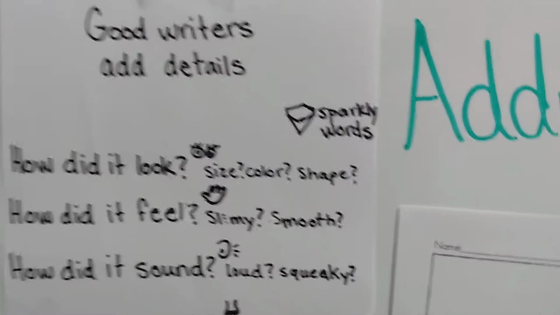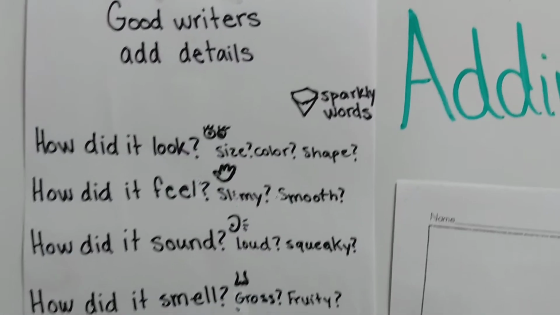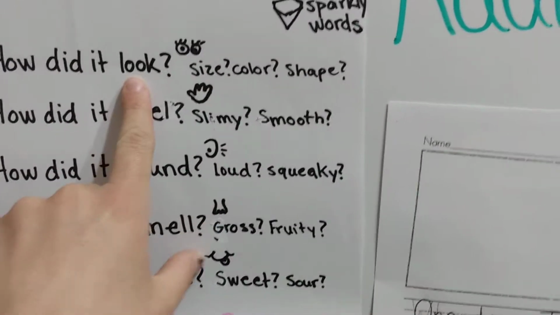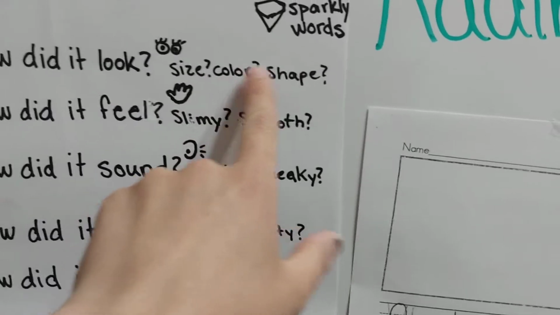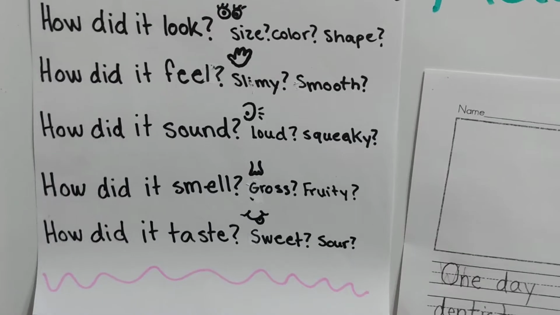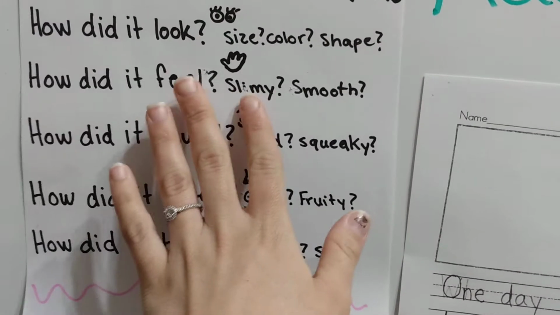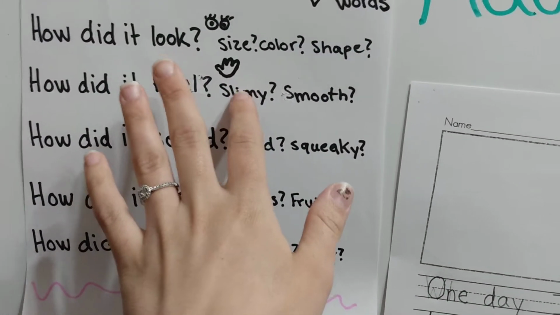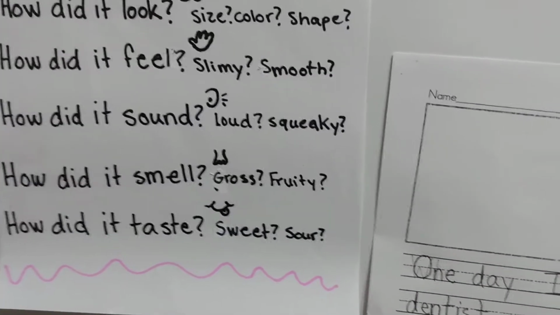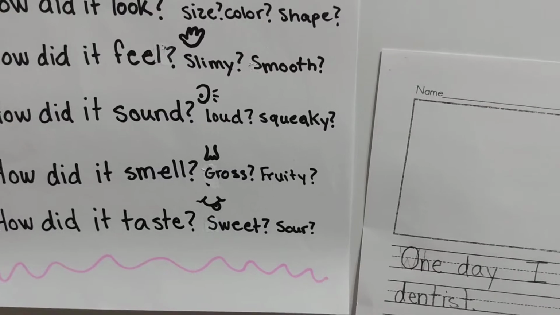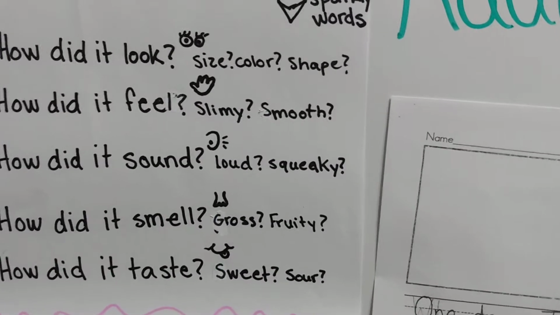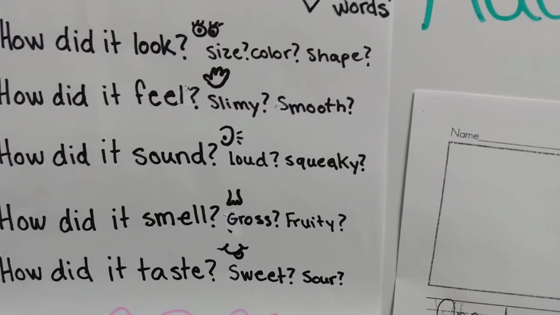So I wrote this chart over here about how good writers add details. So what we can do in our story is talk about how things looked, what the size of it was, what the color, what the shape of it was. How did it feel? So we can talk about how we felt, and we can talk about how whatever we're talking about felt. So if you're talking about buying slime, you can talk about how it was slimy and gooey. Or if you're talking about how you felt, you can say how you were nervous or what it felt like to be nervous. Were there butterflies in your stomach?